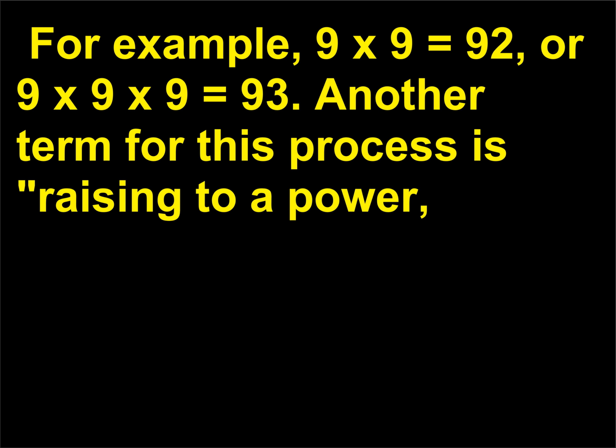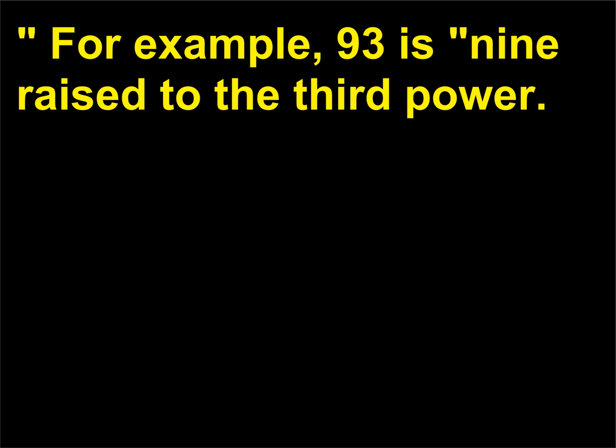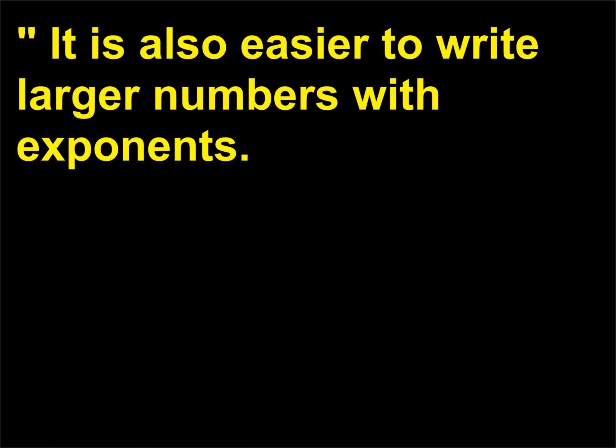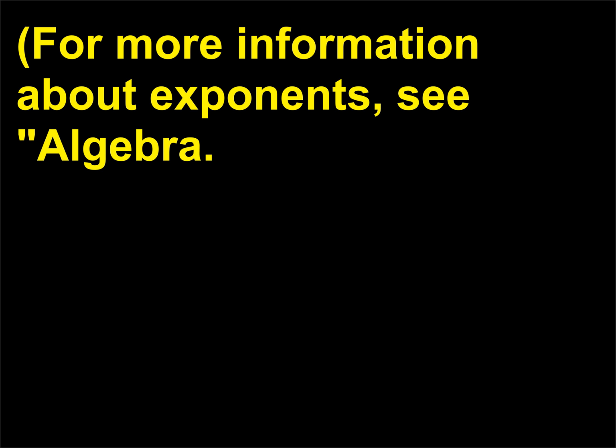Another term for this process is raising to a power, in which the exponent, a number as a superscript, is the power. For example, 9³ is 9 raised to the third power. It is also easier to write larger numbers with exponents. For instance, instead of writing xxxx, we can write x⁴. For more information about exponents, see algebra.